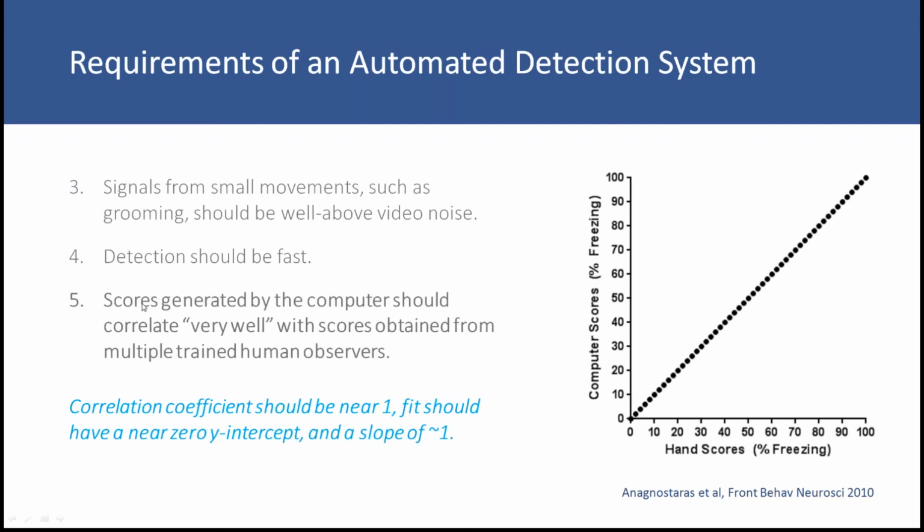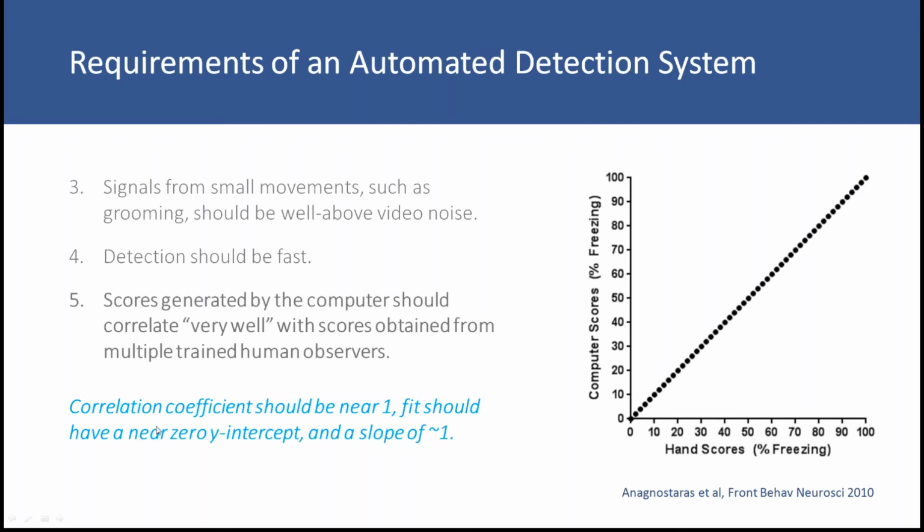And then lastly, and most importantly, the scores generated by the computer should correlate very well with scores obtained from multiple trained human observers. And what do we mean by very well? That's illustrated here in this best fit line. The correlation coefficient between human scores and computer-generated scores should be near 1. Should have a very high correlation coefficient.